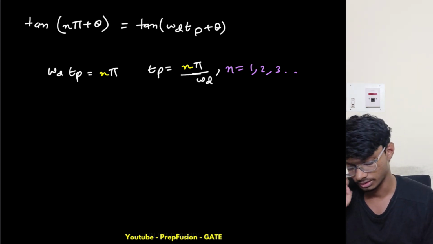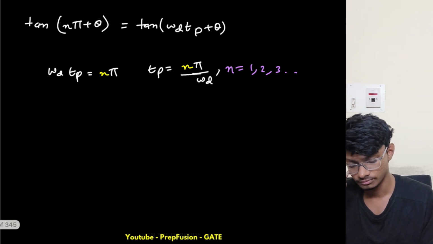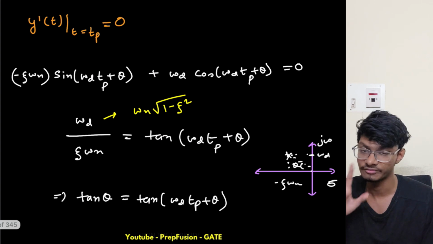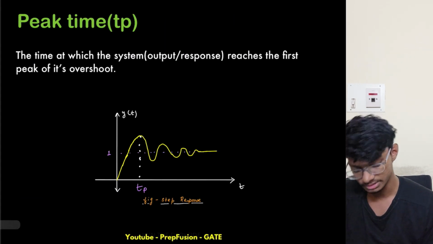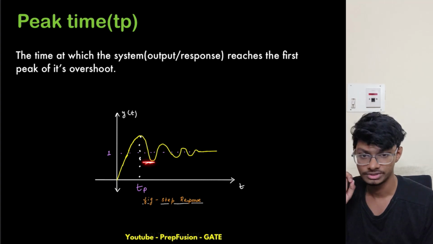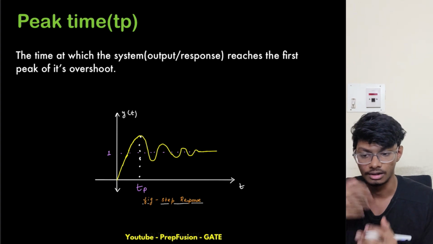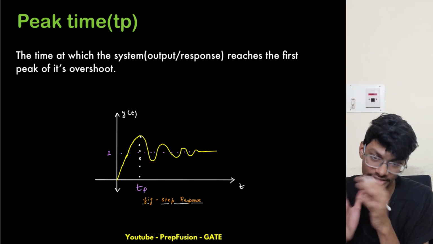Now you may ask for what value of n I get the actual peak time. For n equals 1, I will get my peak time. Then for n equals 2, what will I get? I will also get the differentiation 0, but the difference is that this will be my undershoot time. This will be a minima, I mean a minima after getting a peak.